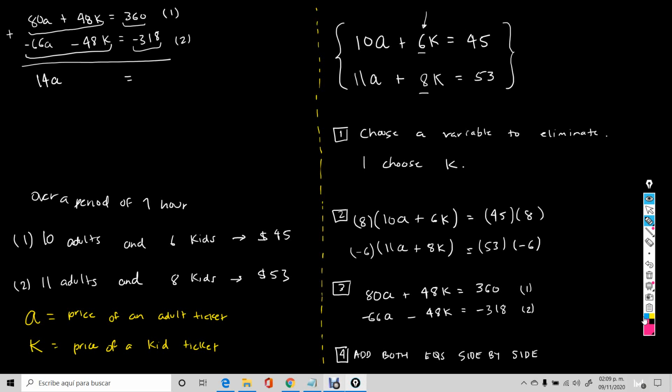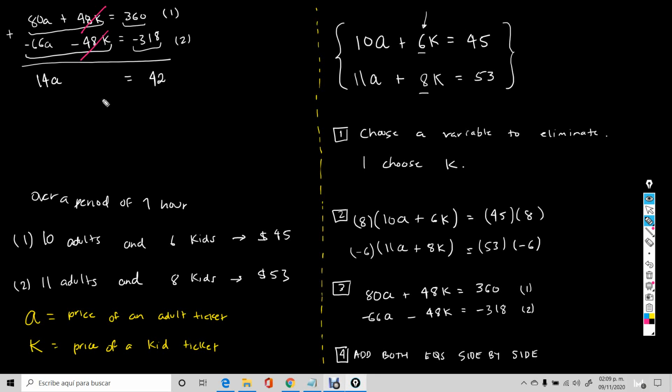And since these two are canceled, we can write this. Okay, so this is like 0. I could write plus 0, but I don't have to, right? It's 0. And then on the right side, we have 360 plus minus 318. And that's going to be, according to my calculator, 42.